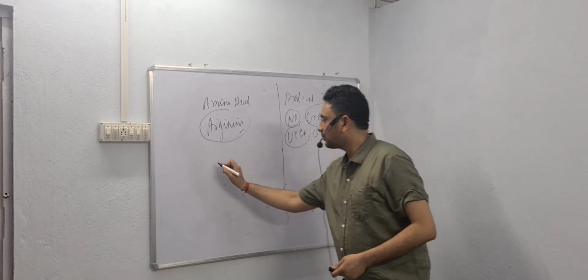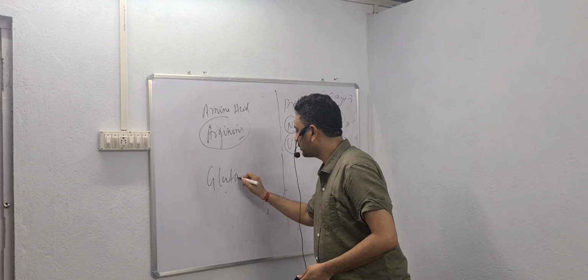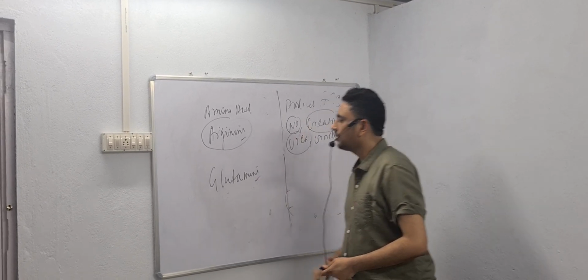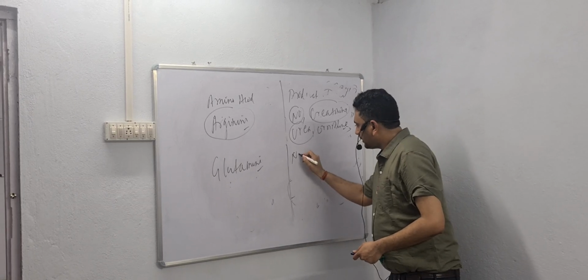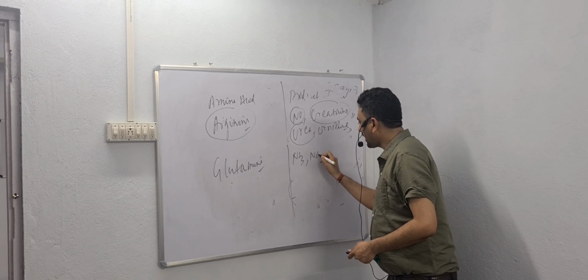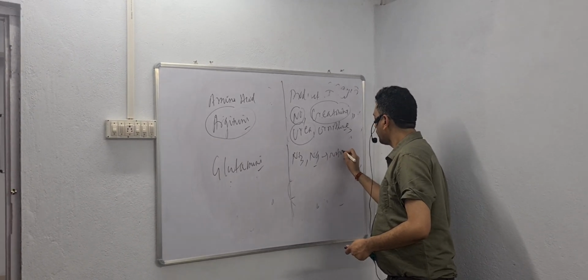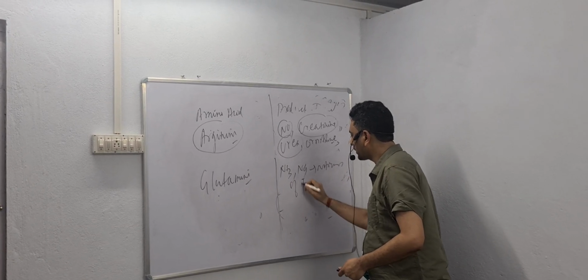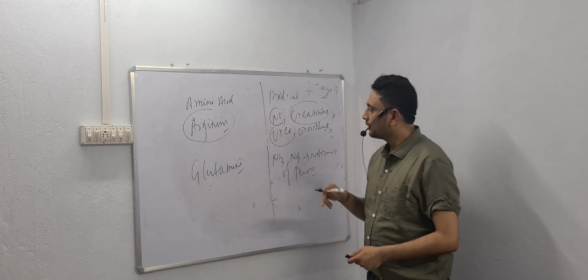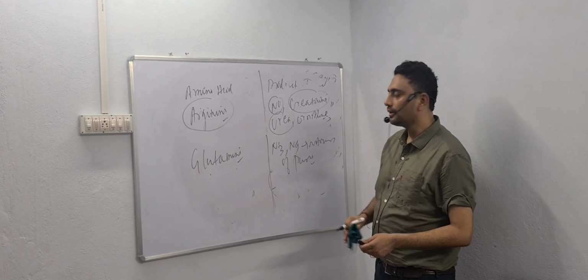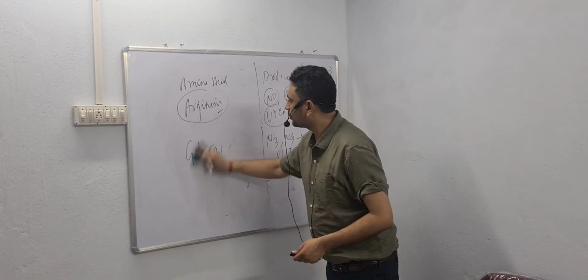Now coming to another amino acid called glutamine. Okay. Glutamine helps in the synthesis of mainly N3 and N9 nitrogen of purine. Okay. So this is the important product which is synthesized from glutamine. Okay. So these are the important products you should remember.